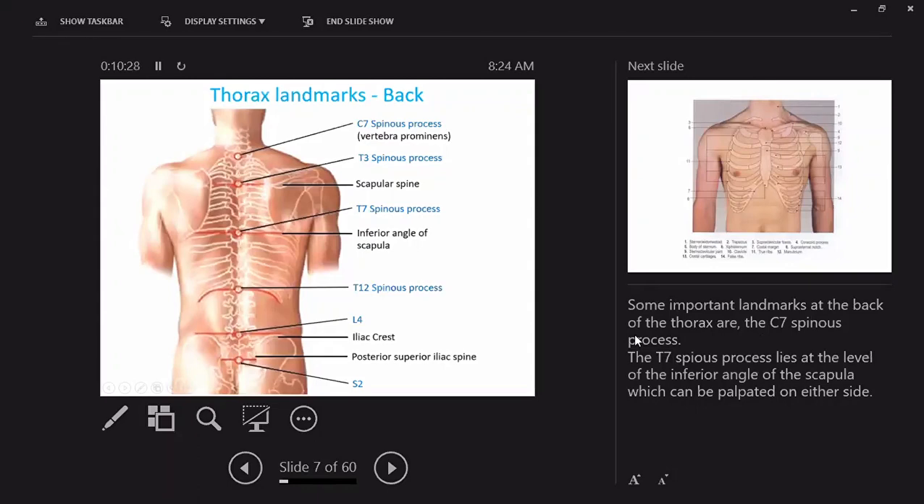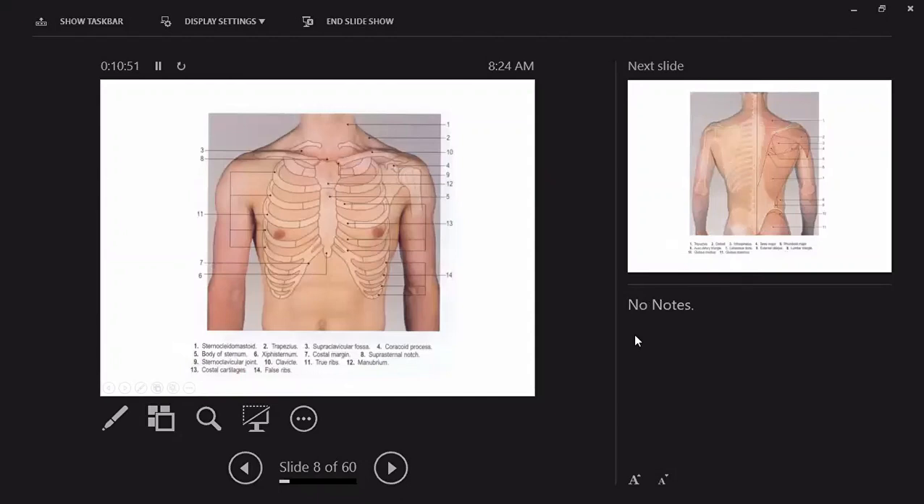Now, somewhere just with the T3 spinous process, you can feel your scapular spine. In very thin people, you can even see this. Not only in thin people, in an average build person, you can see the scapular spine. You can even palpate the inferior angle of the scapula. All these things that I have put in this slide can be felt, right? So you can try and examine your younger siblings, that's one of the uses you can make out of it. All right.